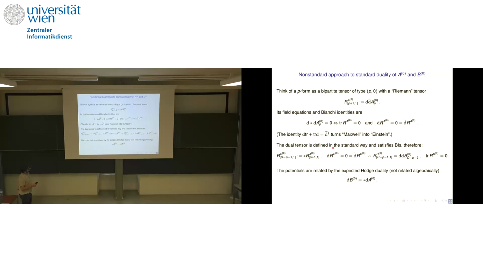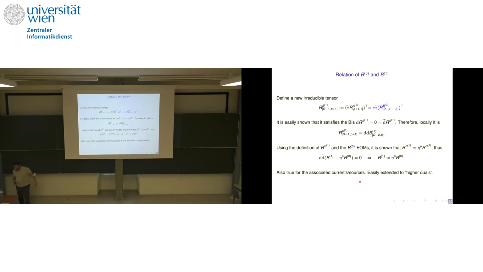Now, the dual tensor is defined in the standard way. So you take the partial Hodge star. It's just presented here in terms of these Riemann-like tensors. And it satisfies the Bianchi identities that you expect and the Einstein equation that you expect. And then the potentials here are related by the expected Hodge duality. So the P form and the D minus P minus 2 form are related by this one, which you could have found in a much easier way than this complicated way I showed. But then why did I show this way?